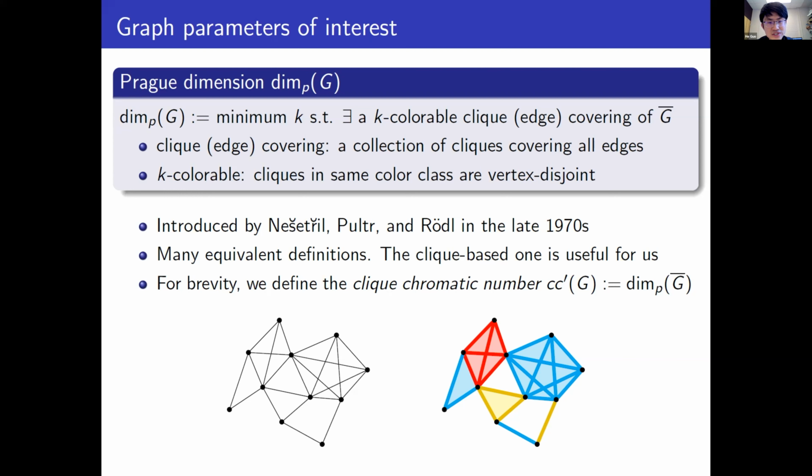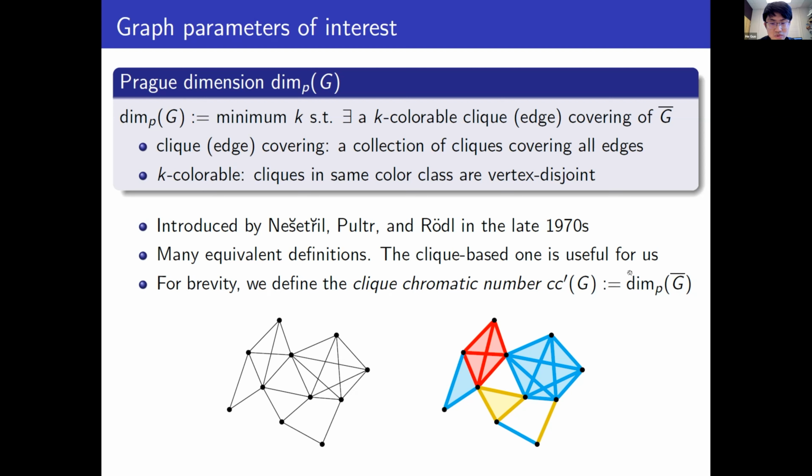Okay, is there any question at this point about the definition of Prague dimension? Because that is important and it will be used throughout the talk. Okay, then to avoid the complement of G, we just define the clique covering number of G to be the minimum k such that there exists a k-colorable clique covering of the graph G itself. Therefore, the clique covering number is just the Prague dimension of the complement graph of G.